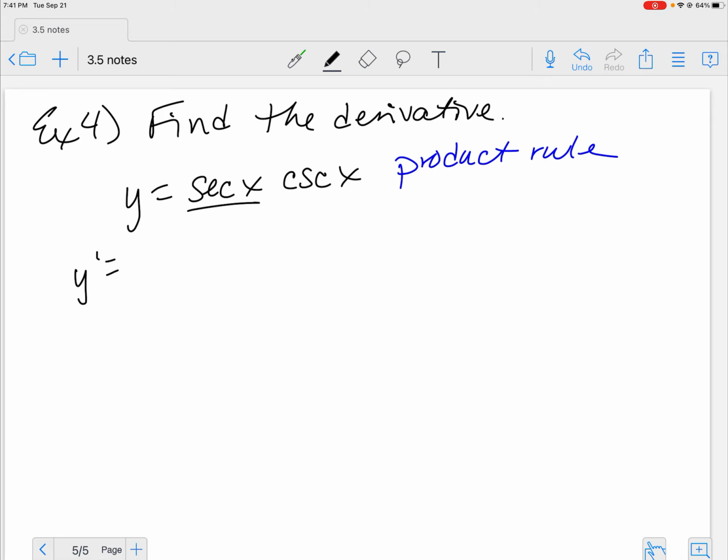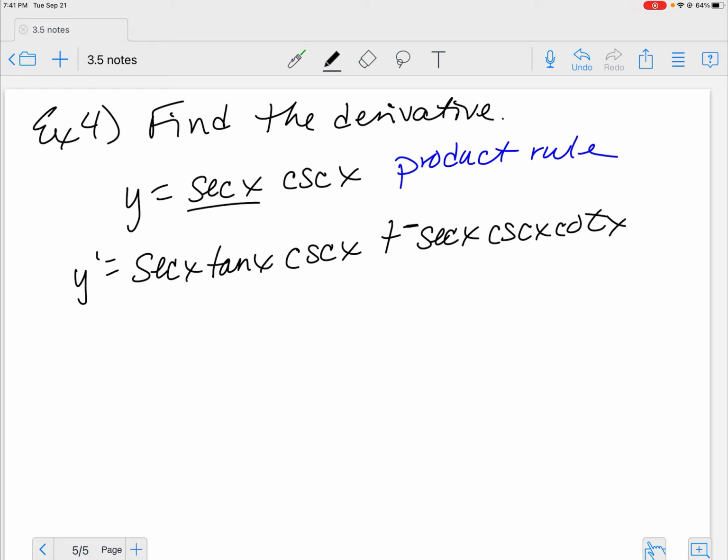Derivative of the first. Always take the derivative of the first thing you see. The derivative of secant is, do you remember? Secant tangent. And then times the second, just because it comes along for the ride, plus the first times the derivative of the second. Yep, and it's negative. Now, I'm going to get to the point where we're working our negative signs a little bit better. So I'm just going to put this negative sign in front so I don't lose it. And that is cosecant cotangent.